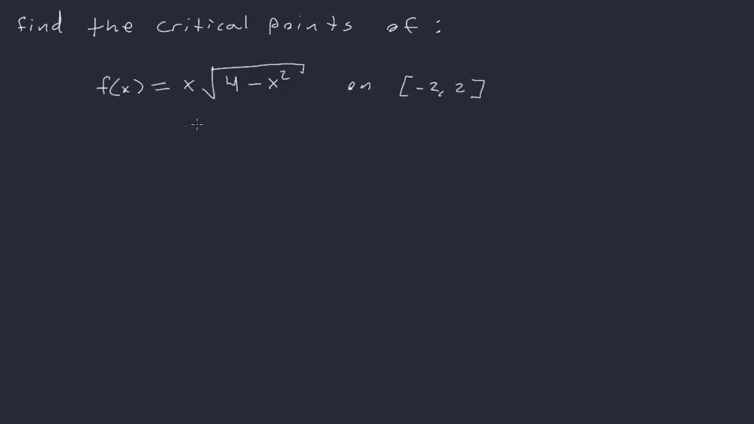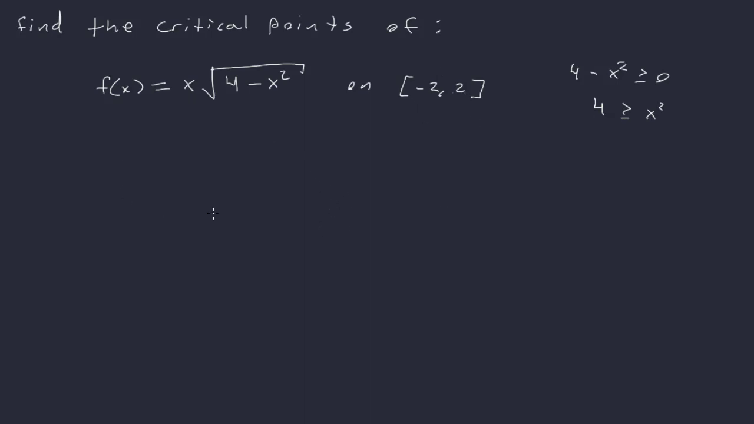All right, so let's find the critical points of this function. Let's say x times the square root of 4 minus x squared. And I do have a domain here because the domain of this function is negative 2 to 2. We basically need this to be positive. So we need 4 minus x squared to be greater than or equal to 0. So in other words, we need 4 greater than or equal to x squared, and that happens when x is between negative 2 and 2.